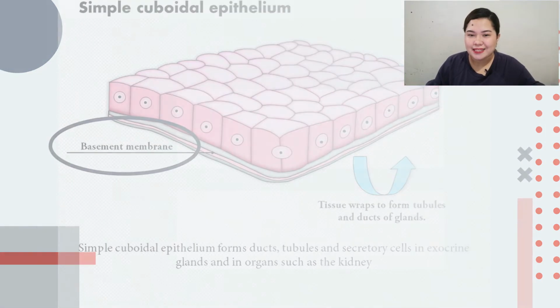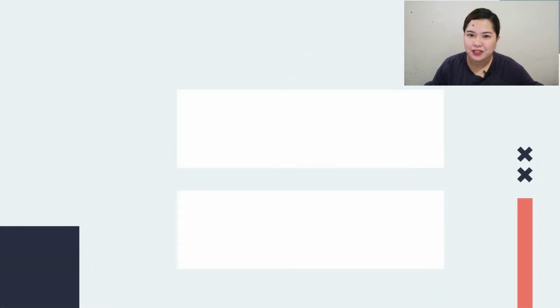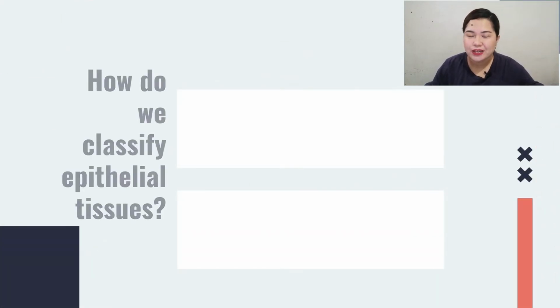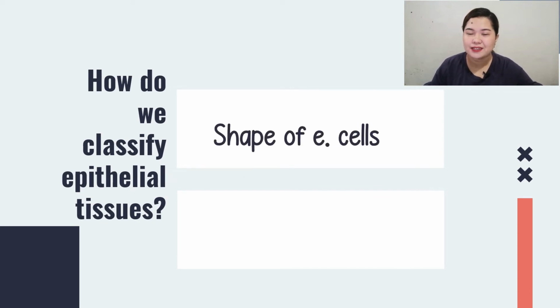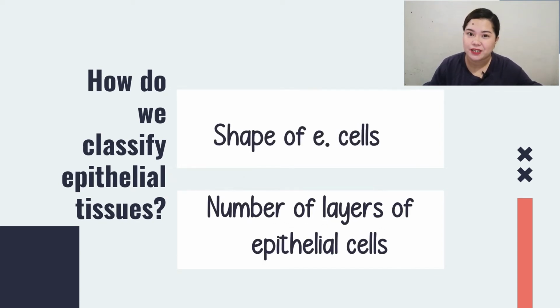Now you might be asking, how do we classify these epithelial cells? We have 2 ways on how we can classify them. First, based on the shape of the epithelial cells, and second, on the number of layers of these epithelial cells. Let's first dwell on the shape of the epithelial cells.